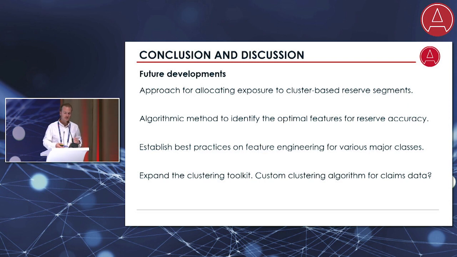Just generally, we haven't done feature engineering on claims yet, so we have to establish best practices. Typically, is reporting delay good to look at for property? Is it good to look at for motor, or is it a useless feature? Best practices need to be established, and then we can expand on our clustering toolkit. K-means is quite a simple clustering algorithm. GMM, the original GMM, not the new definition after IFRS 17, is Gaussian mixture models. This is an example of a more clever version of K-means, basically. So that could be a next step to introduce.